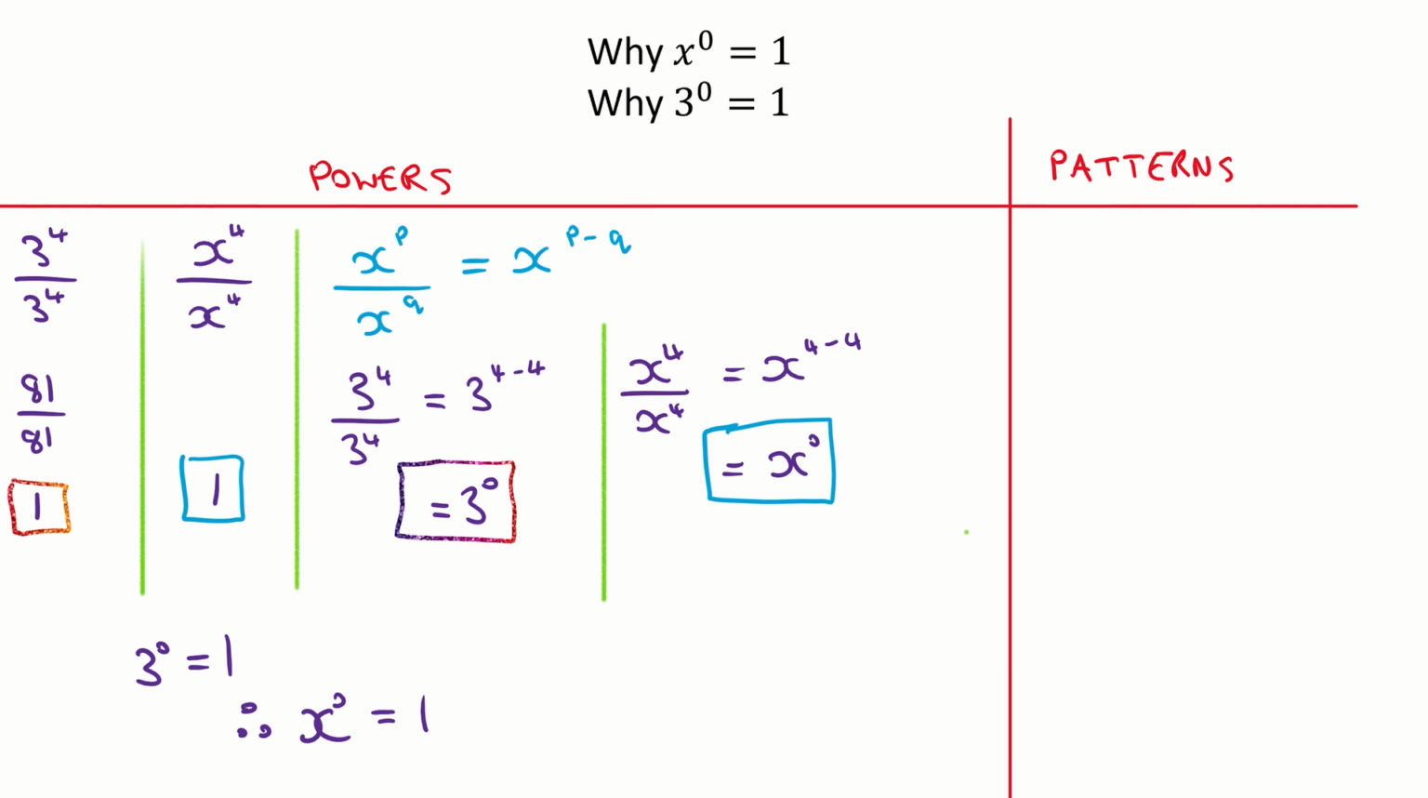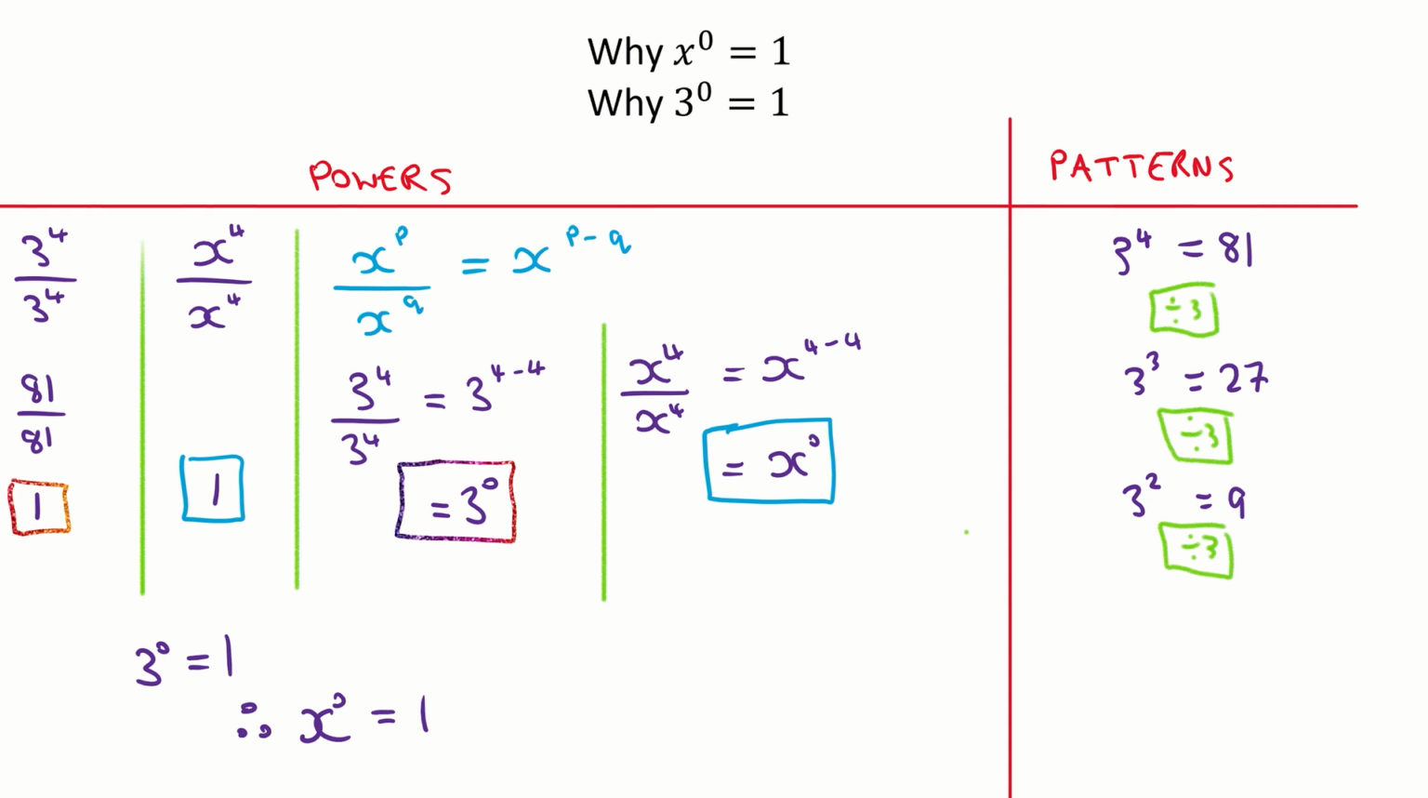So again, let's stick with our 3 to the power of 4 for a second. 3 to the power of 4 is equal to 81. If I was to divide that now by 3, 3 into 81 gives me 27, which is the same as 3 to the power of 3. Let's keep going, dividing by 3 once again. 3 into 27 gives me 9, which is the same as 3 squared. Divide again by 3, let's see what happens. I'm left with 3 into 9, which is 3, which is 3 to the power of 1.